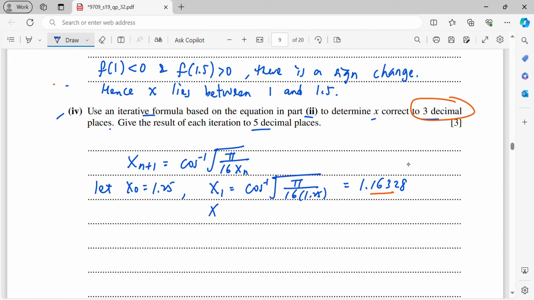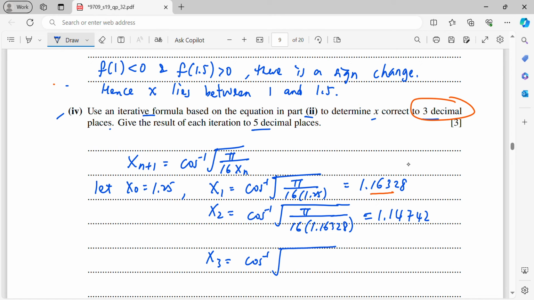Then now here, I will be getting x2, that is inverse cos square root of pi over 16 times 1.16328. Then this is going to be 1.14742. Okay, then my x3, inverse cos square root of pi over 16 times 1.14742. That is going to be 1.14432. Okay, so when you compare 3 decimal places, they are not the same.